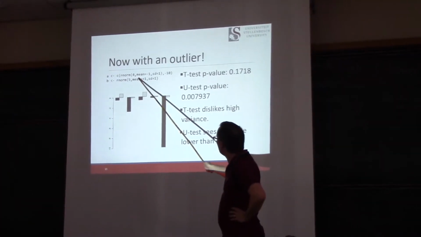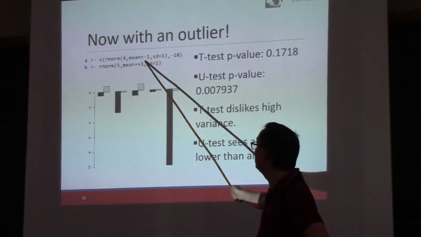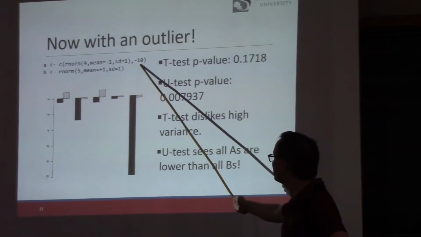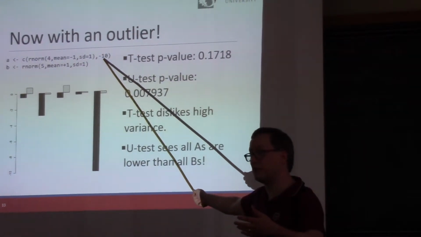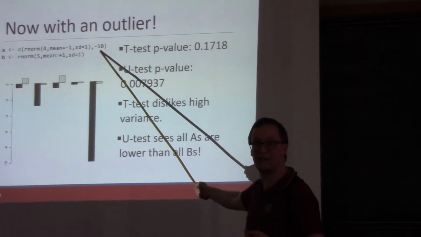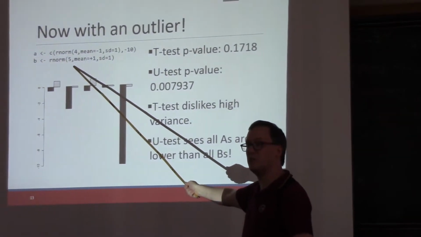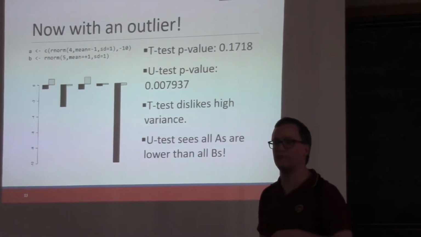So in this case, our A is once again sampled from values with a mean of -1. But you see I'm only grabbing 4 values from it. And then I'm sticking onto the backside of this a real outlier. So 4 of the values in A are random. The 5th is the value -10. Over here, I'm still drawing sample B the same way. I'm sampling 5 numbers from a mean of +1, standard deviation 1.